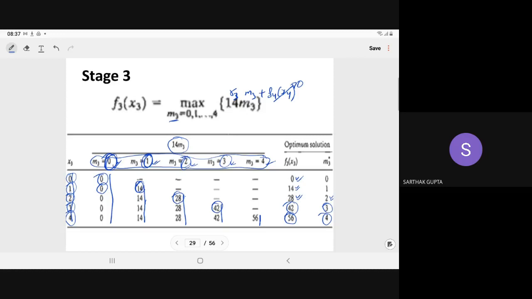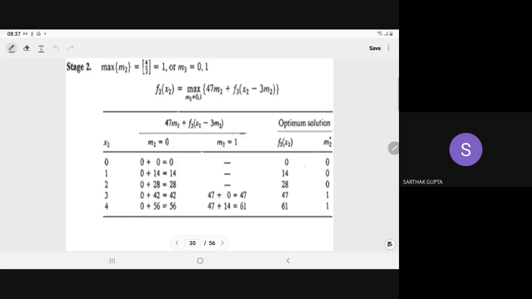Now, because it is the recursive method, we have to proceed to stage 2. In stage 2, first we have to define what the alternatives are. Because unit weight is 3 tons and maximum weight is 4 tons, the greatest integer of 4 upon 3 is equal to 1. So M2 can take either 0 or 1. Then we have to define the return function F2(X2). What is the formula for F2(X2)? F2(X2) is the maximum over M2 choices of R2(M2) plus F3(X3), the maximum return from the third stage.